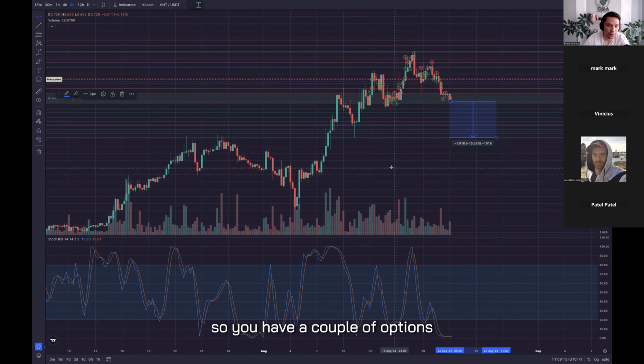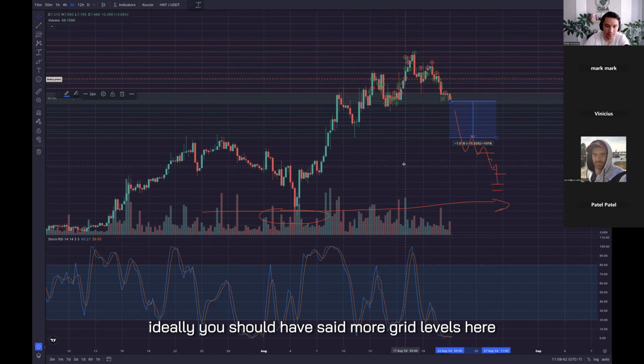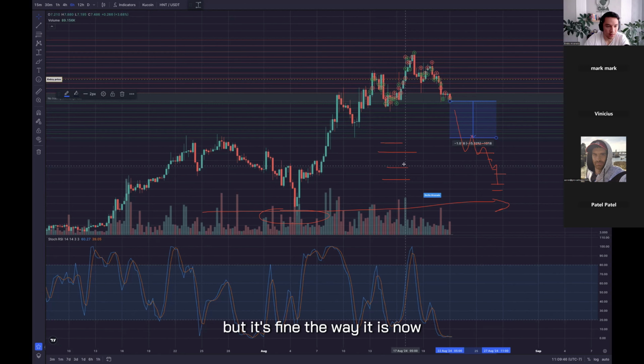You're not covering enough price action, so you have a couple of options. You can turn on trailing down and make it a stop up to this position. In case it does go down, the bot is going to trigger more buy orders from your funds, so make sure to have funds ready. I don't think you should stop the bot because it's performing really well, but you do have to turn on trailing down. Ideally you should have set more grid levels here so you don't use funds, but it's fine the way it is now.